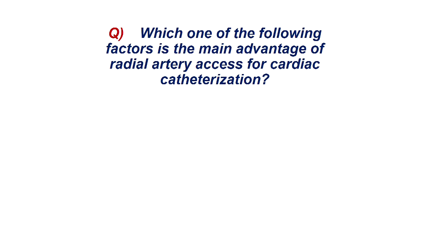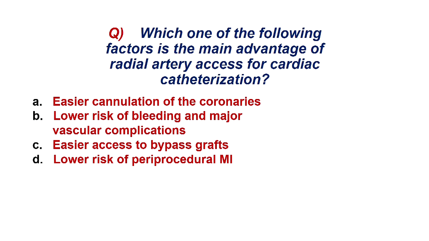Which one of the following factors is the main advantage of radial artery access for cardiac catheterization? Easier cannulation of the coronaries, lower risk of bleeding and major vascular complications, easier access to bypass grafts, or lower risk of peri-procedural myocardial infarction.